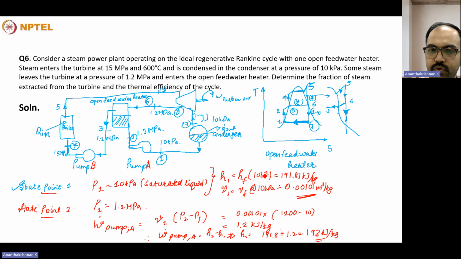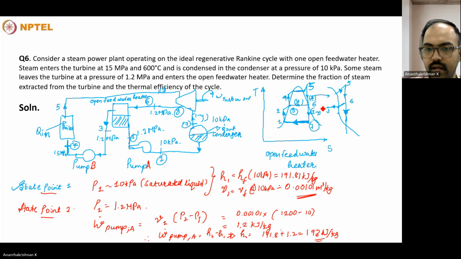So state point 1 and state point 2 we obtained, and now we can move into state point 3, that is the mixing of point 6 and point 2. But currently we do not know. We consider that the entire steam that is bled from point 6 will be condensing and will be mixed with point 2 to get point 3. So the state point 3 will be the saturated liquid condition at the pressure of 1.2 megapascal, the same pressure. This is a constant pressure process, so that will be 1.2 megapascal.